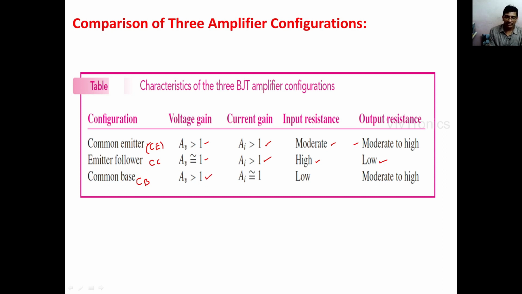And in the common base amplifier, the voltage gain is greater than 1. It provides very high voltage gain, but the current gain of the CB amplifier is approximately equal to 1 or less than 1. The input resistance is low and output resistance is moderate to high, which means that the low input resistance gives a loading effect on the source. That's why the CB amplifier cannot be used at the input side of our amplifier circuit. It can be used for the second stage, not for the first stage. That's all about the BJT part of our unit number 1.